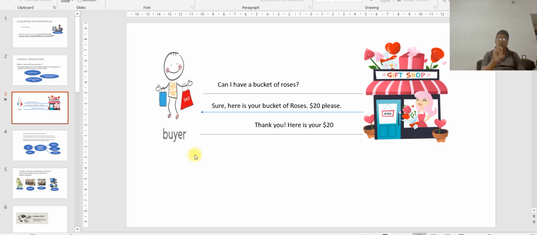Here both buyer and seller are receiving one and parting with another. Here Mr. Ram is receiving a bucket of roses in lieu of parting with cash. Here the seller is receiving cash in lieu of parting with a bucket of roses.